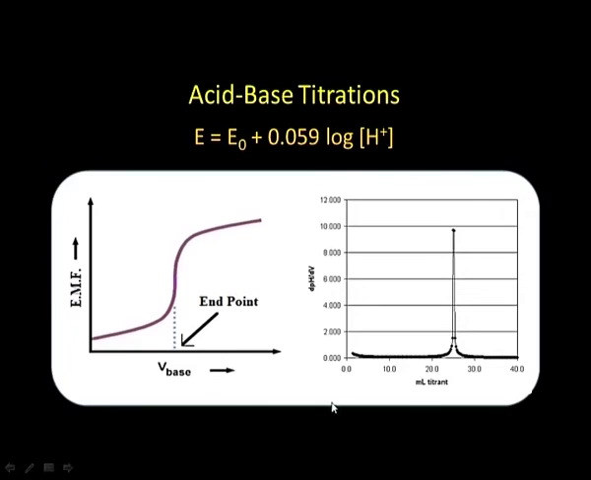A known volume of the acid is titrated with the base, and the EMF is measured after each addition of base. The values of the EMF are then plotted against the ml of the base added. If we look at the plot between EMF and the volume added, we get an S-shaped curve, and the end point is the point at which there is a sharp increase in the EMF. If we plot dE by dV against ml, we get a very sharp change at the end point, and we can get the end point from this curve also. The potential E is given by E naught plus 0.059 log activity of hydrogen ions.